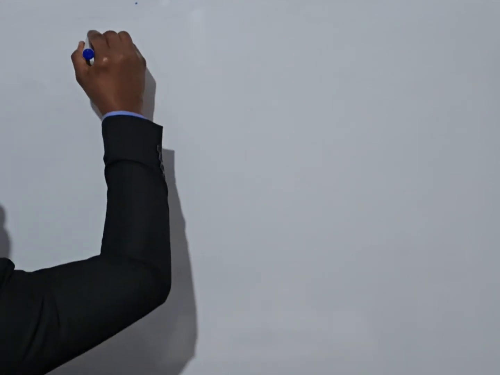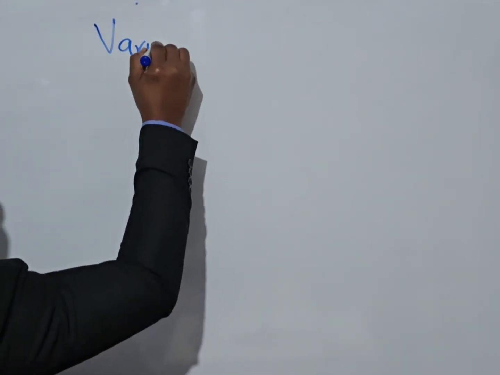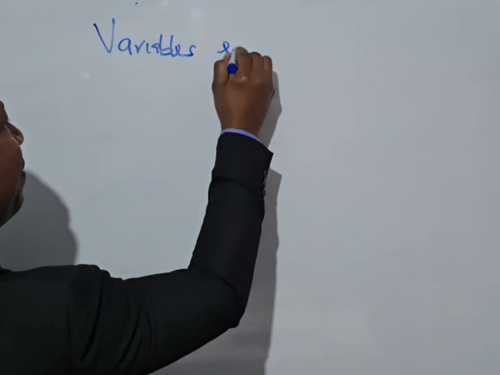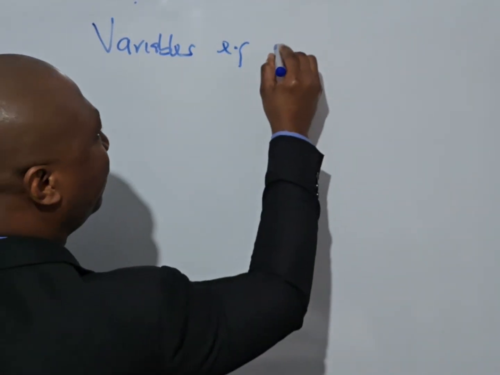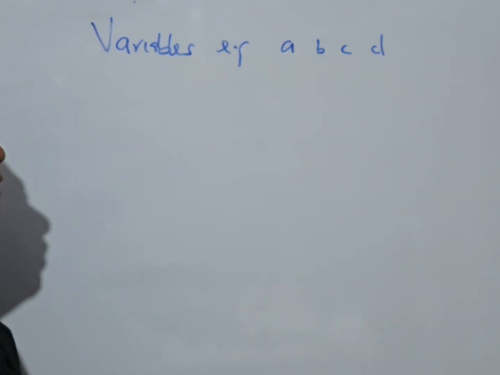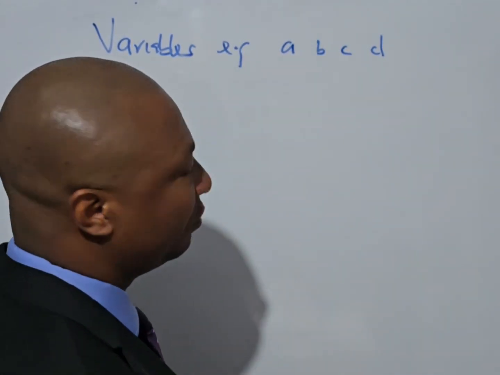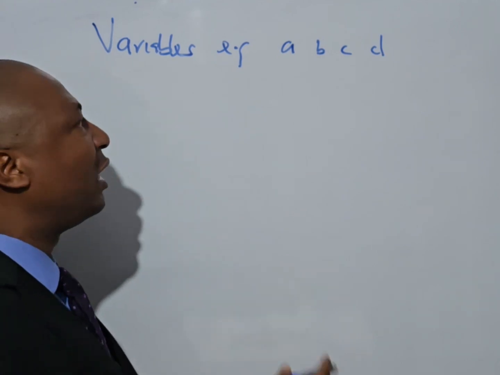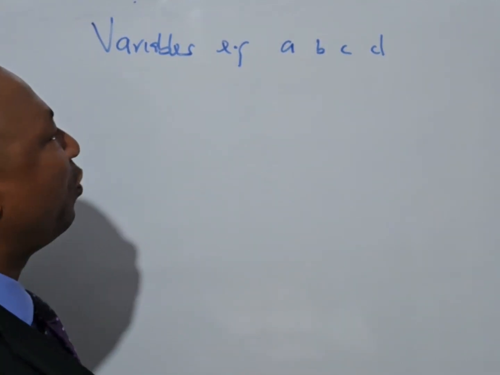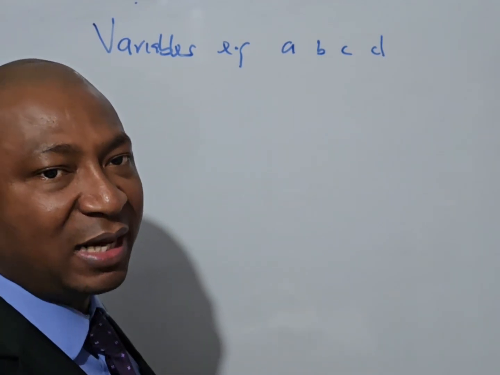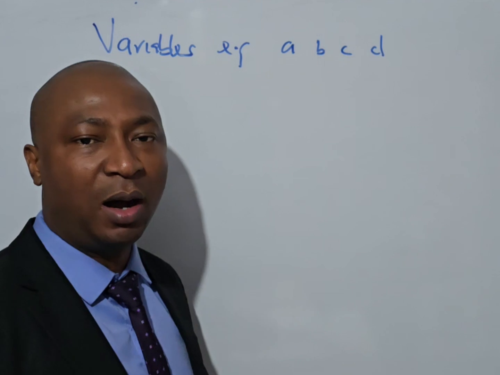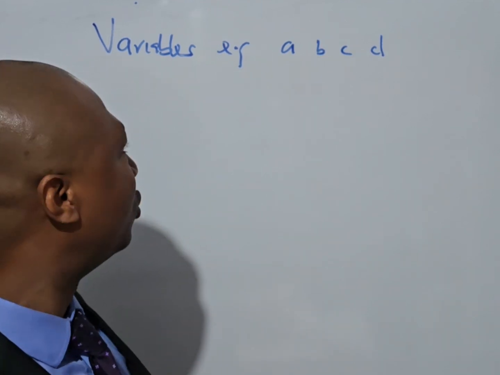The first was variables. I said examples of variables are A, B, C, and D. They are letters, or we call them unknown. A, B, C, D, E, F, G, H, down to Z. Whenever you come across alphabet letters in mathematics, they are called variables or unknown.